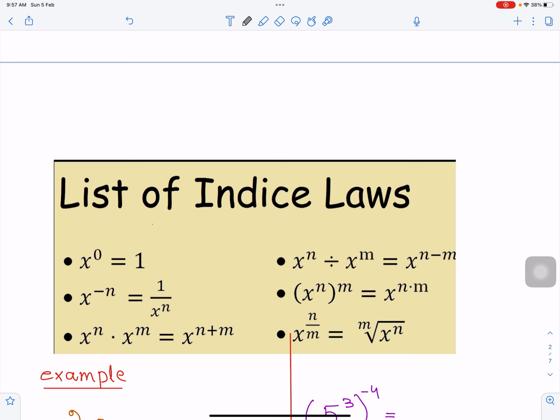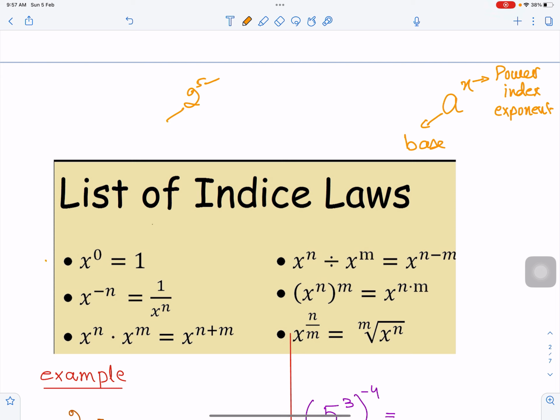For example, if you see here on this screen, there are 6 rules, right? Number one thing is, when a number is written in this form, this is called power or index or exponent. So you need to know these names, right? And this is called base. So if I write 2 power 5, this is my index, exponent or power, and this is my base.